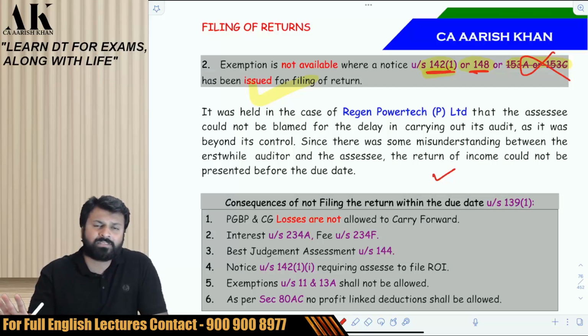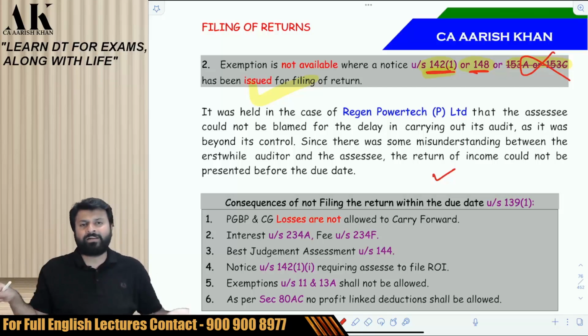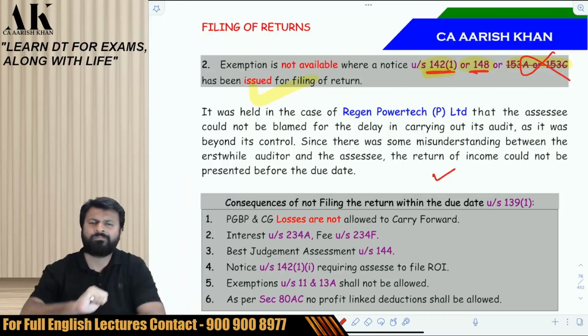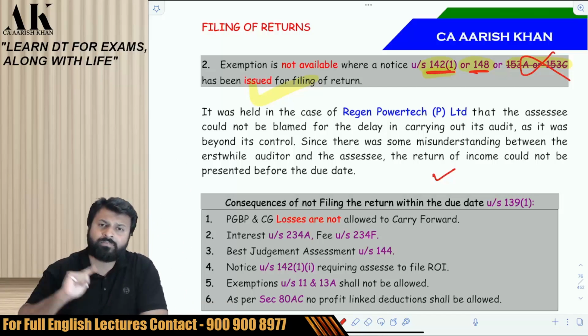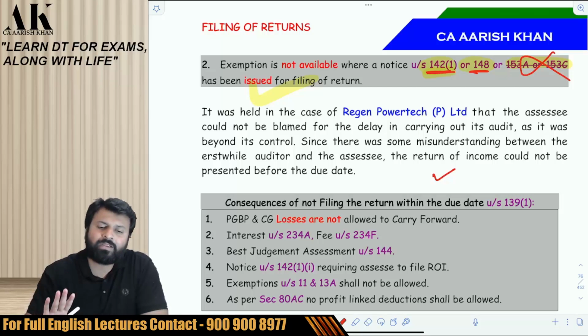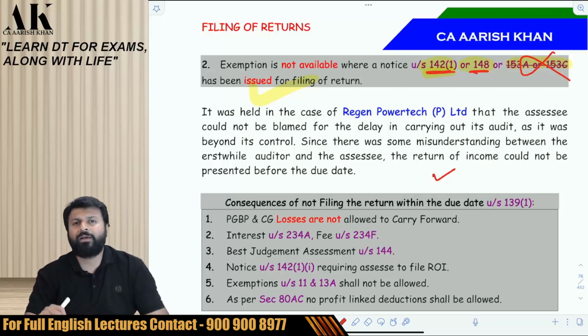It is the right of the assessee that if genuinely he is not filing the return or not conducting the audit, and there is no mistake on the part of the assessee, there was a mistake on the part of the auditor, and because of that the assessee has to bear the burden of paying that extra fee, etc. In that case, the court has said that the assessee may not be liable for any kind of fee, and he will be allowed to file what? He will be allowed to file the income tax return.